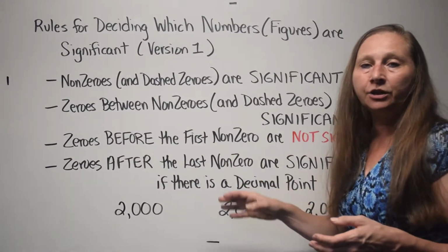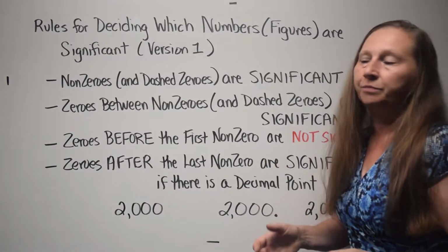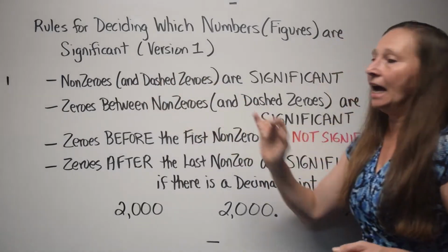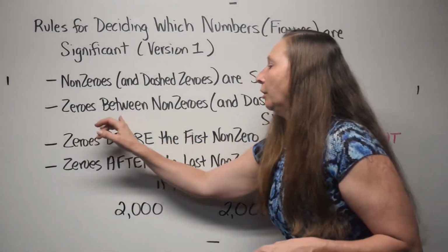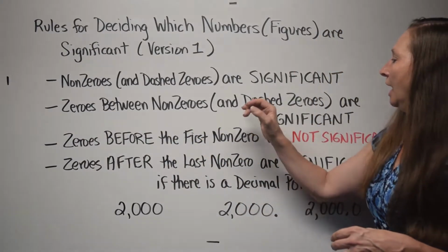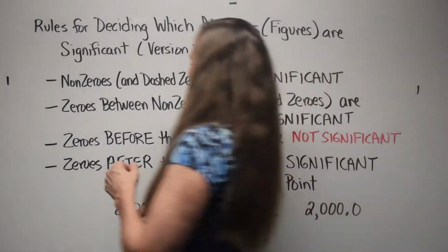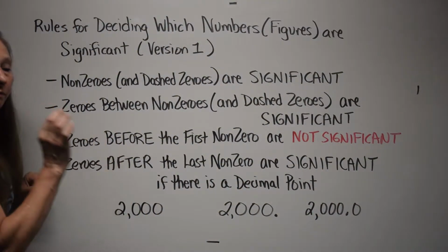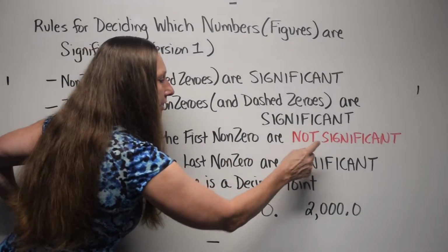Unless you'd like to know it for your own knowledge, so that when you get into college, you already know it. Now, non-zeros and dashed zeros are significant, always. Zeros that are between non-zeros and dashed zeros are significant, always. Zeros that come before, the word before, very important, before the first non-zero are not significant.